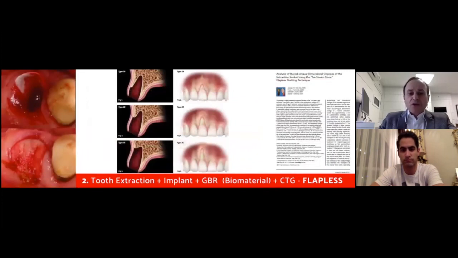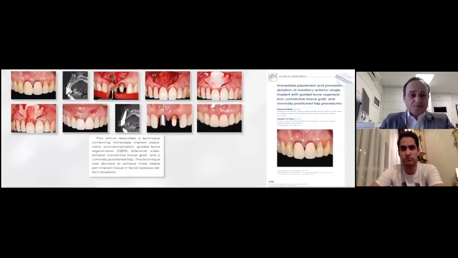Second option, tooth extraction plus implant plus GBR using biomaterial plus CT graft using flapless surgery. This is what Stefan Chen and Dennis Tarnow suggested for us in type 2 defects, A, B, or C, using the ice cream cone technique plus biomaterial plus connective tissue graft.